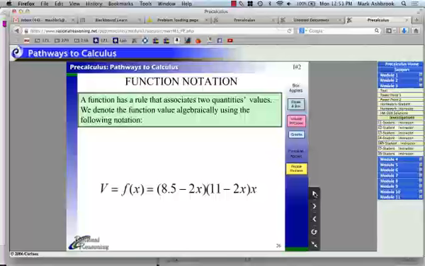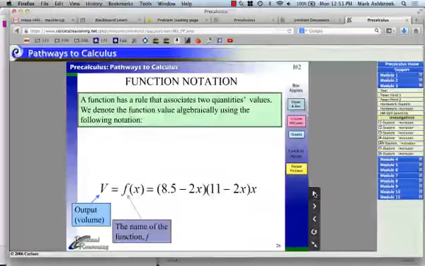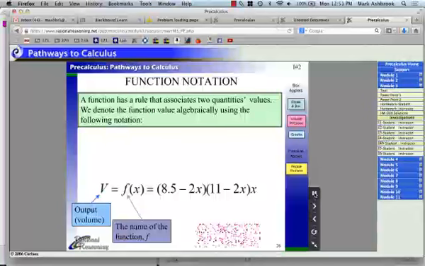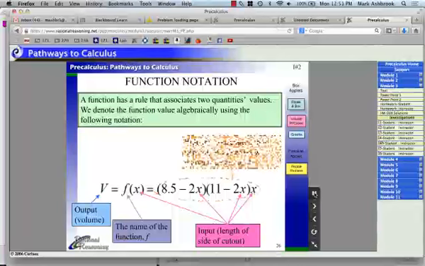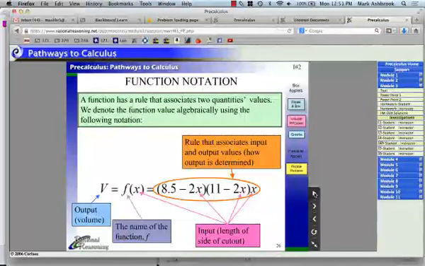So here's the notation. The volume was the output. F is the name. It doesn't have to be F. It could be G. It could be H. It could be P. F is the name. You need this for your homework. The input, we called X, is the length of the side of the cutout. That shows up next to the name, in the parentheses, and also shows up in the rule. And that's the rule.